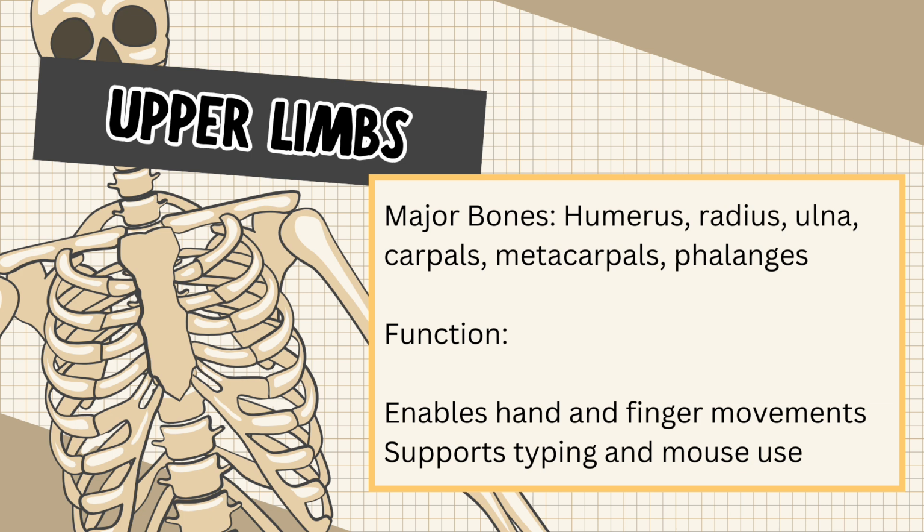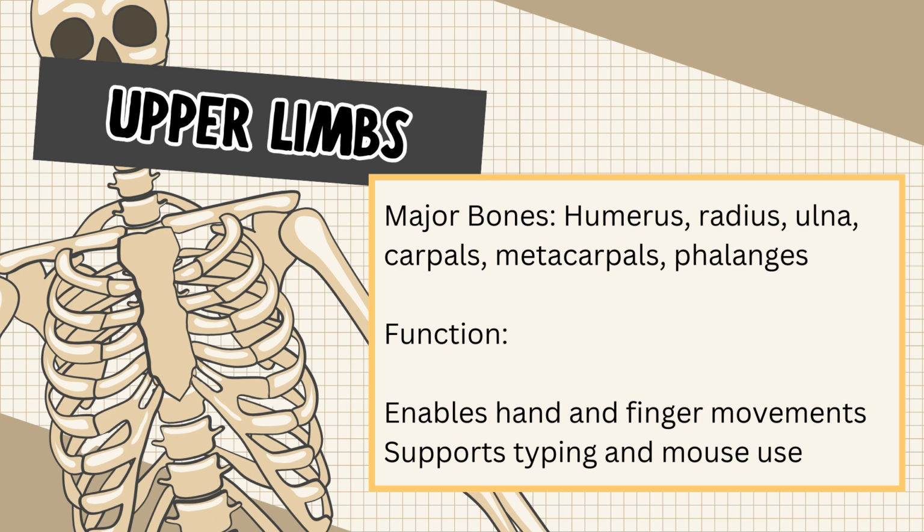Upper limbs. Major bones: humerus, radius, ulna, carpals, metacarpals, phalanges. Function: enables hand and finger movements. Supports typing and mouse use.